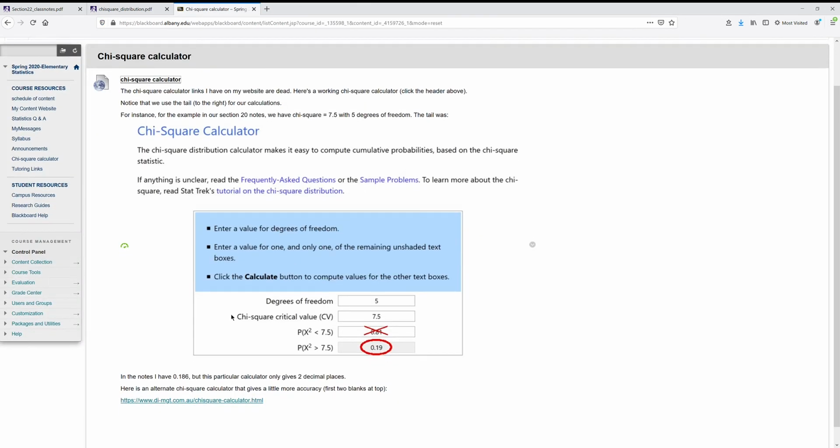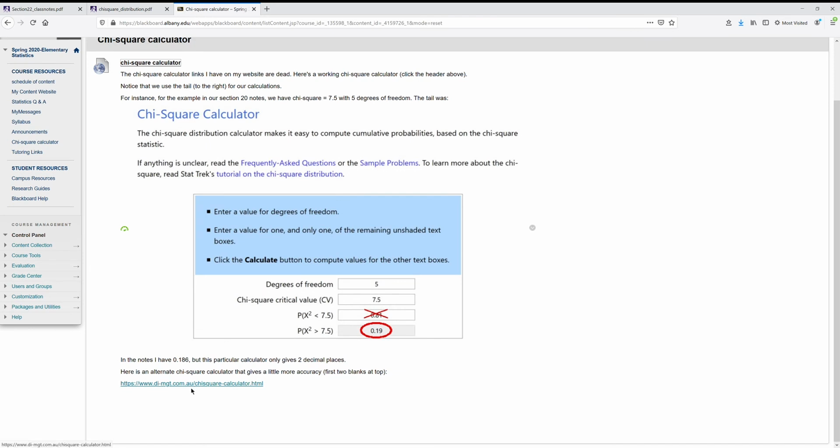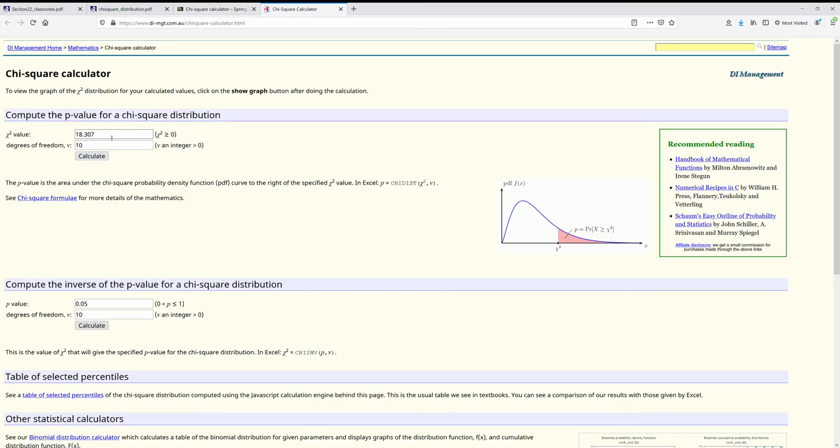Alternately, I think this other calculator I have here, I don't remember whether I had that up before the last video, but this one I think gives you a little bit more accuracy. I don't think I did. Here they want the chi-square value first, and the degrees of freedom after. So 6.291478, degrees of freedom 2, hit calculate.